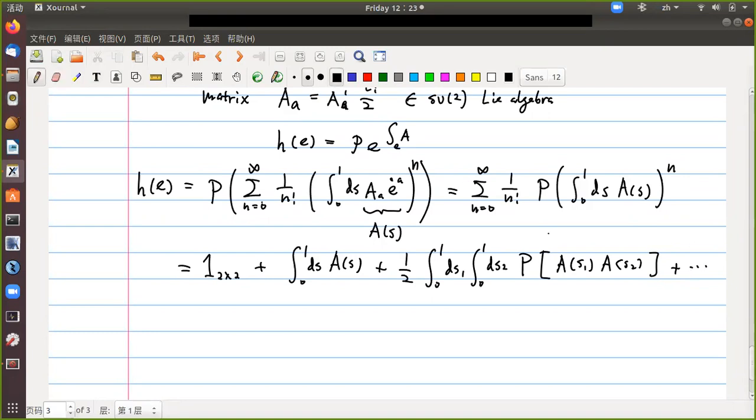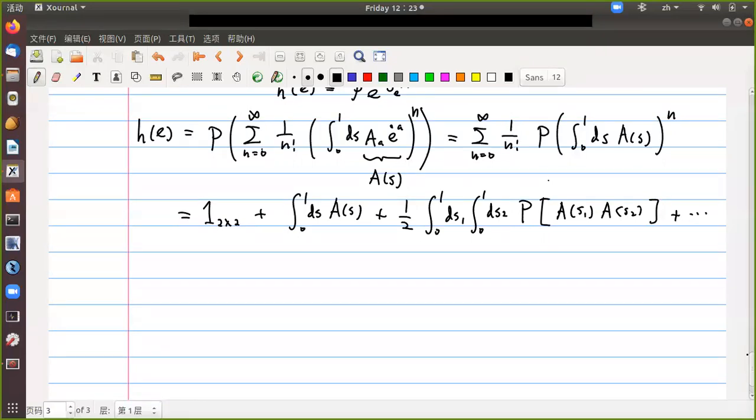Higher order is more or less the same. So now this is a path ordered operator, if you like. The path ordered operator acts on matrices, on a matrix product, A(s1) multiply A(s2). So how to define this? Here I'm going to give you a definition: P of A(s1) A(s2). If you know some quantum field theory, this is just an analog of the time ordered product.